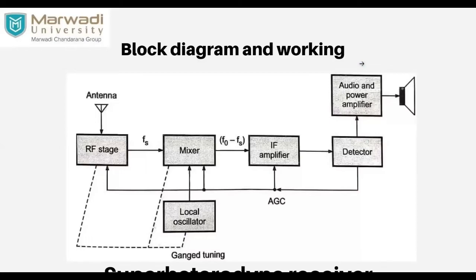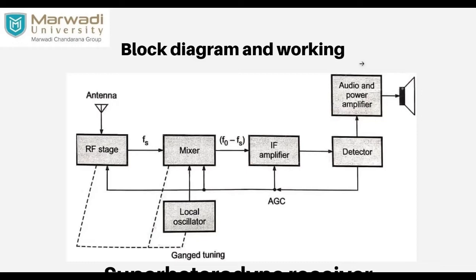IF amplifier contains a fixed frequency. It only allows to pass that frequency which we want to listen to. So from this combination, f0 minus fs, f0 plus fs, fs minus f0, and many more, the value of the frequency which we need is the only one the IF amplifier allows.